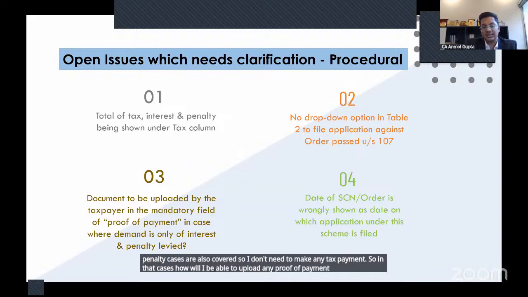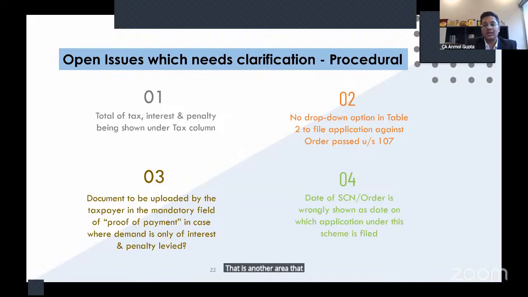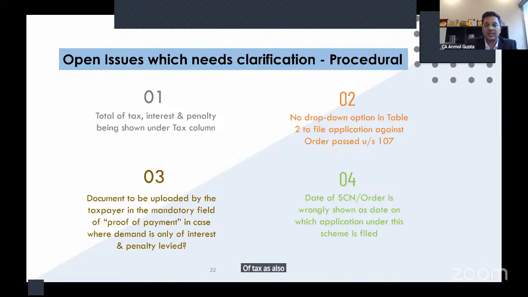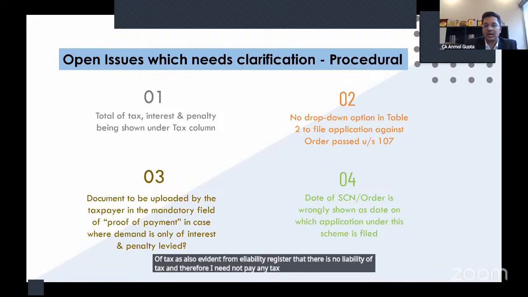That is another area that needs clarification from the government. Meanwhile, I would suggest that you take a screenshot of the e-liability register and upload it as proof of payment, with a covering letter saying that as per the show cause notice, there is no liability of tax, as is also evident from the e-liability register, and therefore I need not pay any tax. I can simply opt for interest and penalty. That document can only be uploaded as of now in the absence of any clarity.